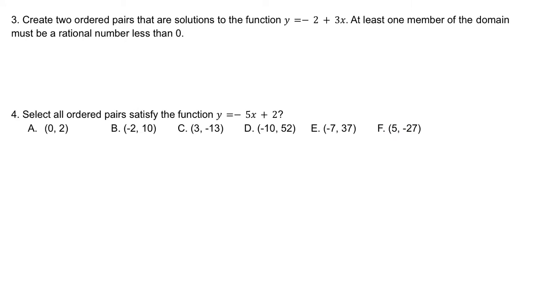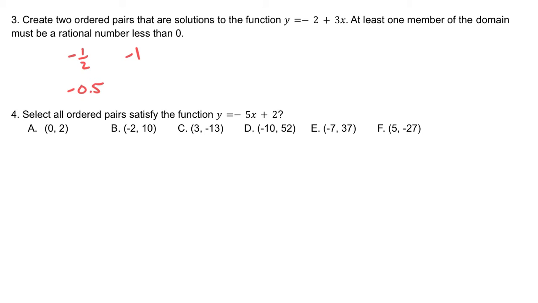On this next one, create two ordered pairs that are solutions to the function right there. At least one member of the domain must be a rational number less than 0. So rational numbers less than 0 could be a fraction, like negative 1/2. It could be a decimal, like negative 0.5. It could be negative 1. That's a rational number that's less than 0. As long as it's a fraction made of integers, then we're good. So I think I'll go with negative 1 and negative 1/2.